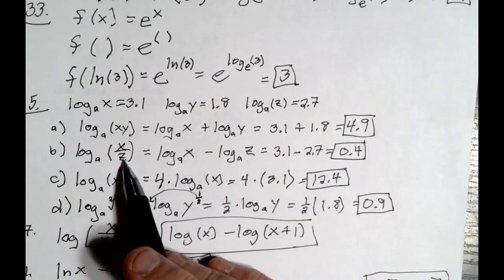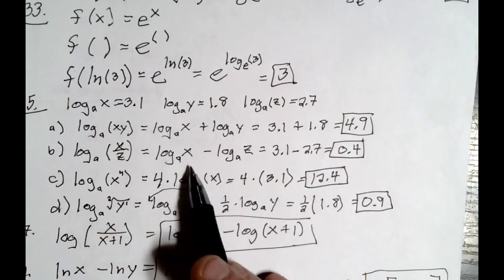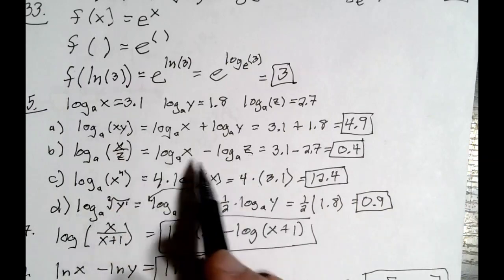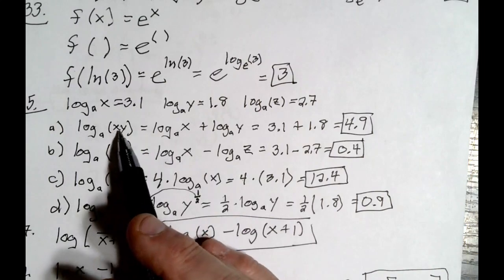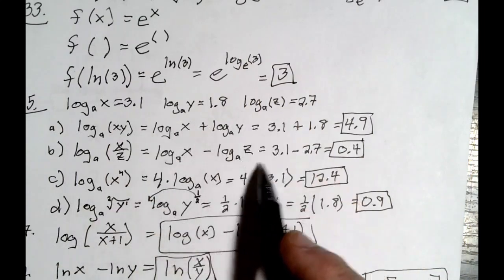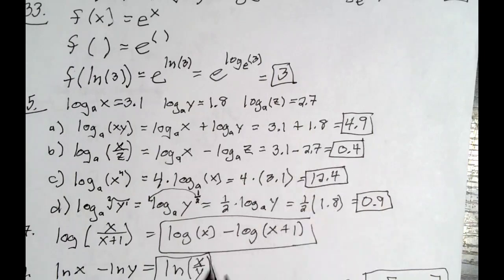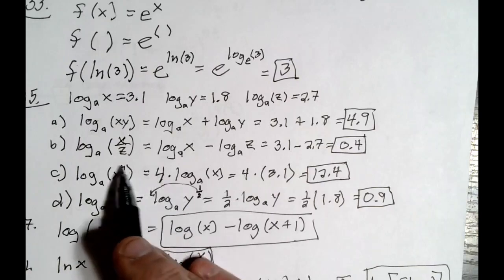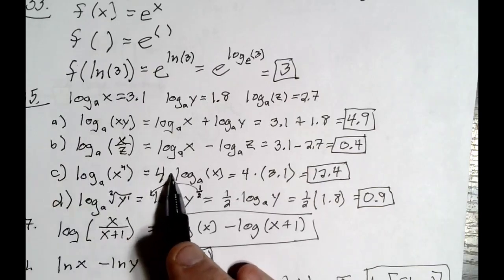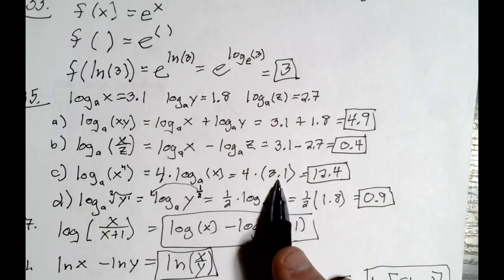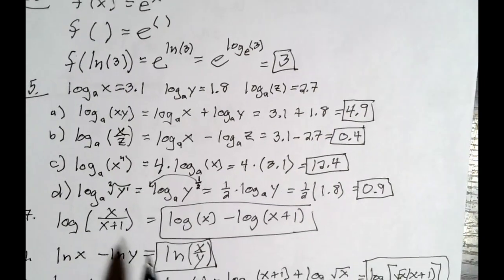Same thing here. Log base a of x over z is log base a of x, subtract log base a of z. Division becomes subtraction, just like multiplication becomes addition. And this guy is 3.1, and up here this guy is 2.7, and when you subtract them you get 0.4. Alright, this one, log base a of x to the fourth, well, you can bring the 4 out front. And log base a of x, do we know what that is? Yes, we know log base a of x is 3.1, so 3.1 times 4 is 12.4.